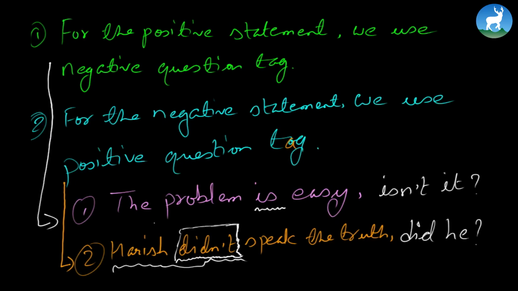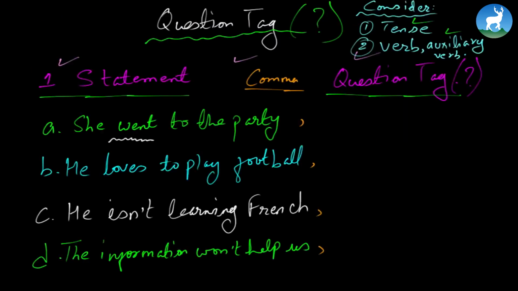For the positive statement, we use negative question tag. For example, the problem is easy, which is a positive statement. We've used negative question tag. Look at that: isn't it? All right. Similarly, for Haris did not speak the truth, this is a negative statement. We use positive question tag. Did he is a positive question tag. So see, this is the first rule that we have to consider in question tag.